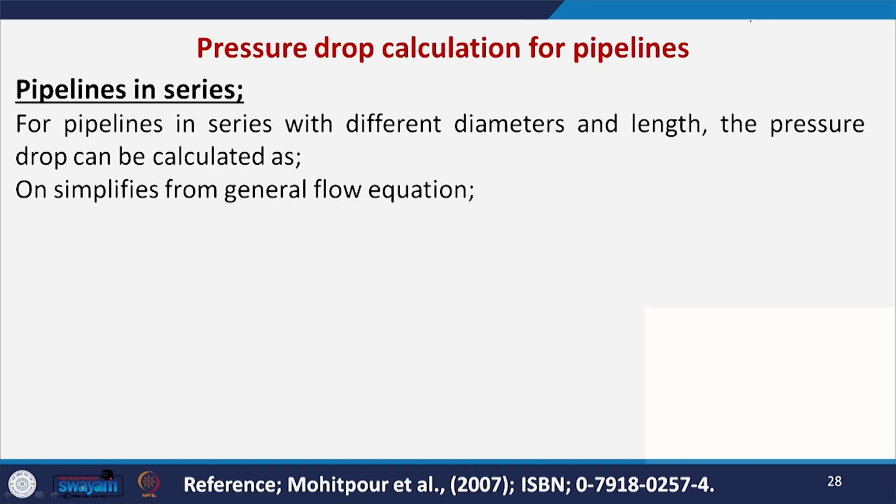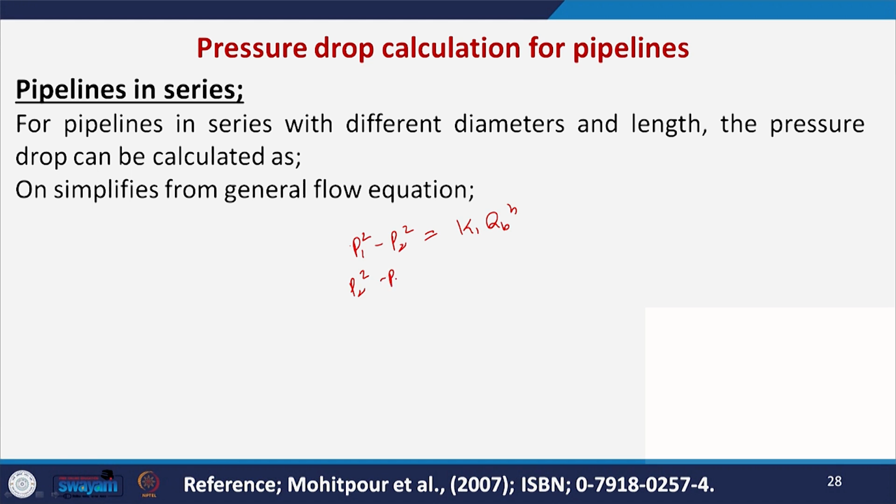Now let us go for the pressure drop calculation for pipelines, because pressure drop is a very common phenomenon in pipelines. So there are two cases. One is the pipeline in series, and another one is the pipeline in parallel. For the pipeline in series with different diameters and lengths, the pressure drop can be calculated using a generalized flow equation like P1 square minus P2 square is equal to K1 QB to the power n.